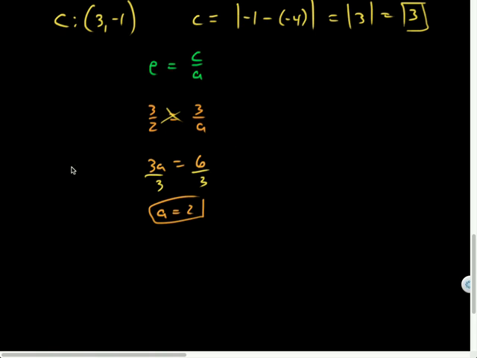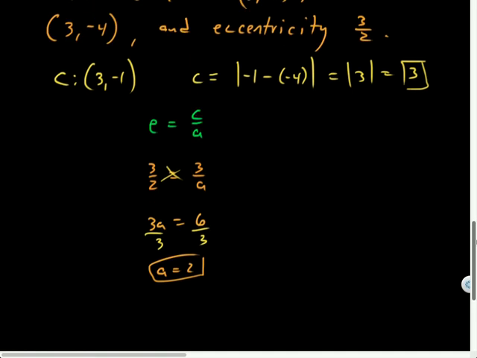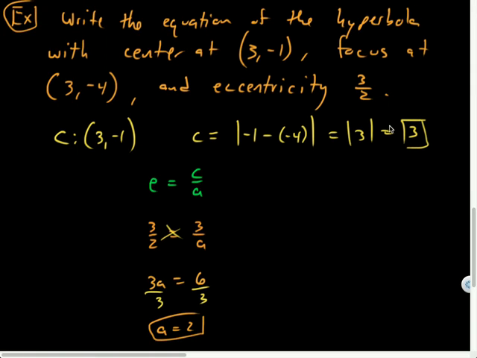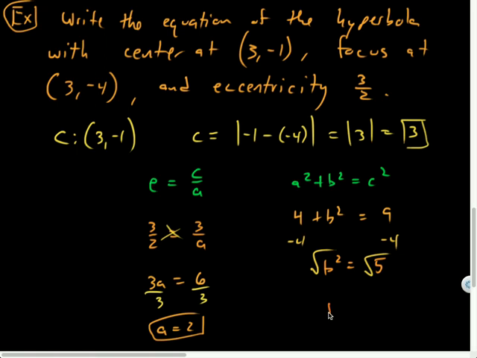So I've got c, I've got a. How can I find b? Yeah, a squared plus b squared equals c squared. So we'll plug in what we know. So that's 4 plus b squared equals 9 when I square those things, right? Subtract 4. b squared is going to equal 5, and then I'll root both sides, and I'll get b equals the square root of 5.